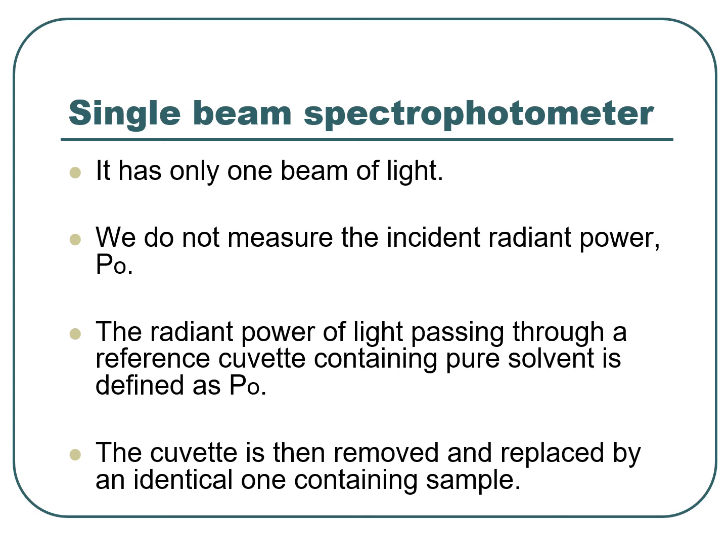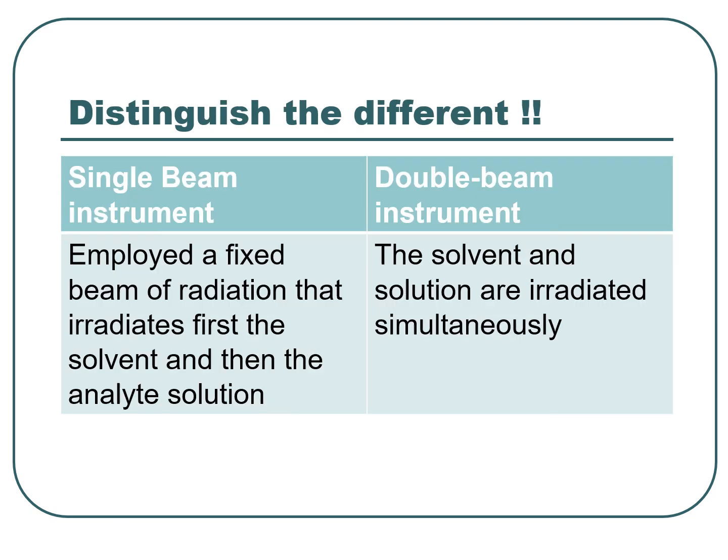A single beam spectrophotometer has only one beam of light. Here we do not measure the incident radiant power, P naught, directly. The radiant power of the light passing through a reference cuvette containing a pure solvent is defined as P naught. Then the cuvette is removed and replaced by an identical one containing the sample. That is the single beam spectrophotometer.